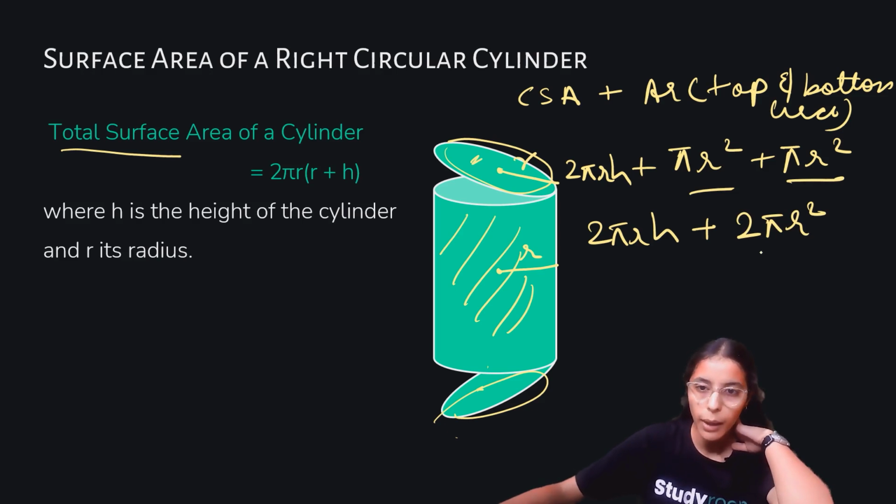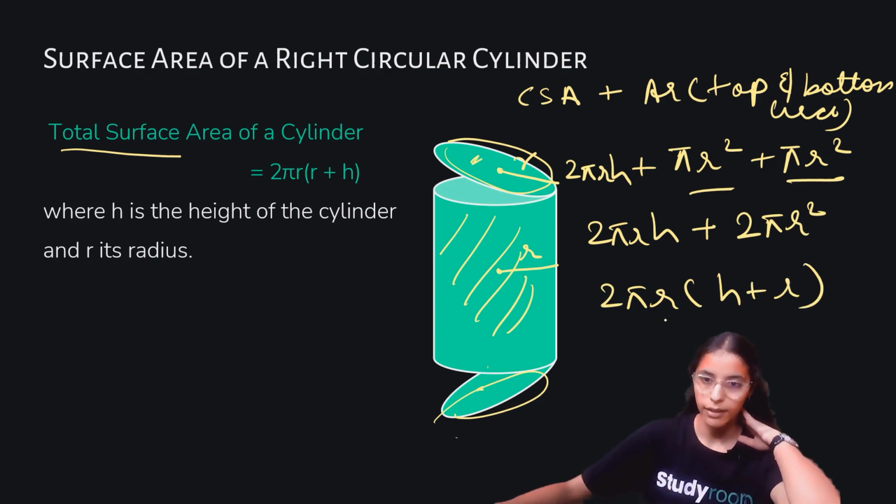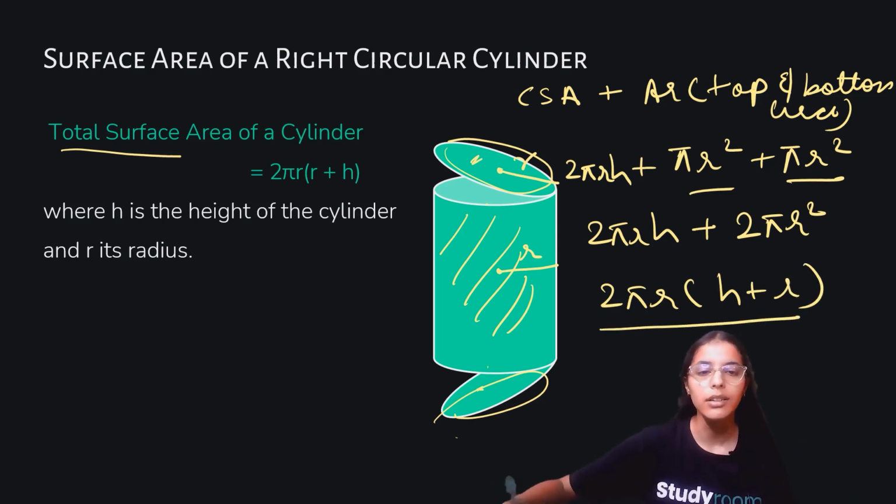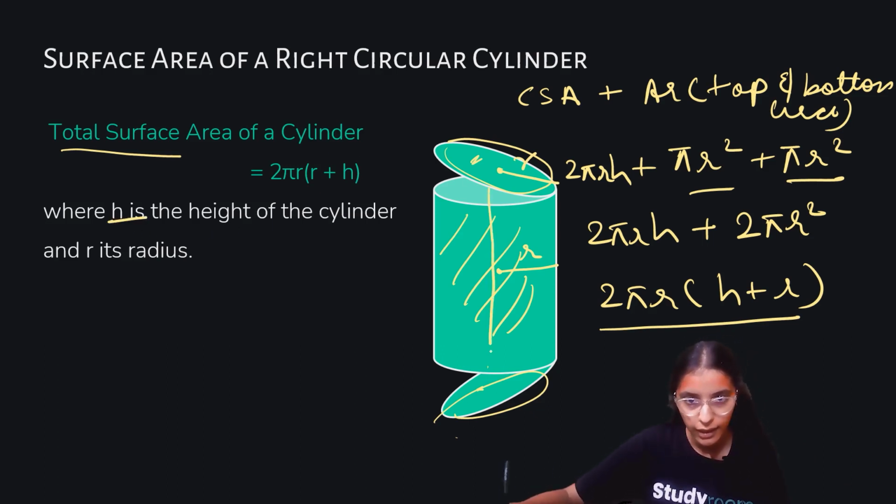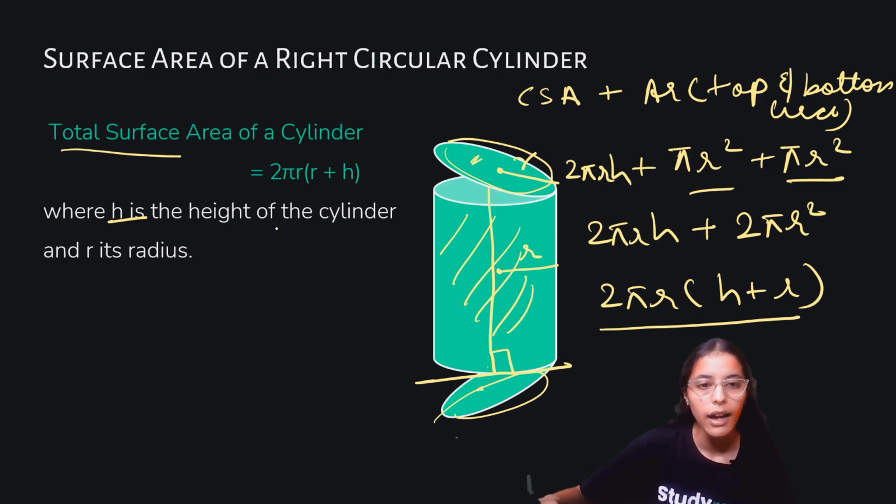Since these were like terms, I've added them. We can take out 2 pi r common, so we have h plus r. And this gives us the total surface area of the cylinder, where h is the height, that is this part, making 90 degrees with the base, and our radius is given by r.